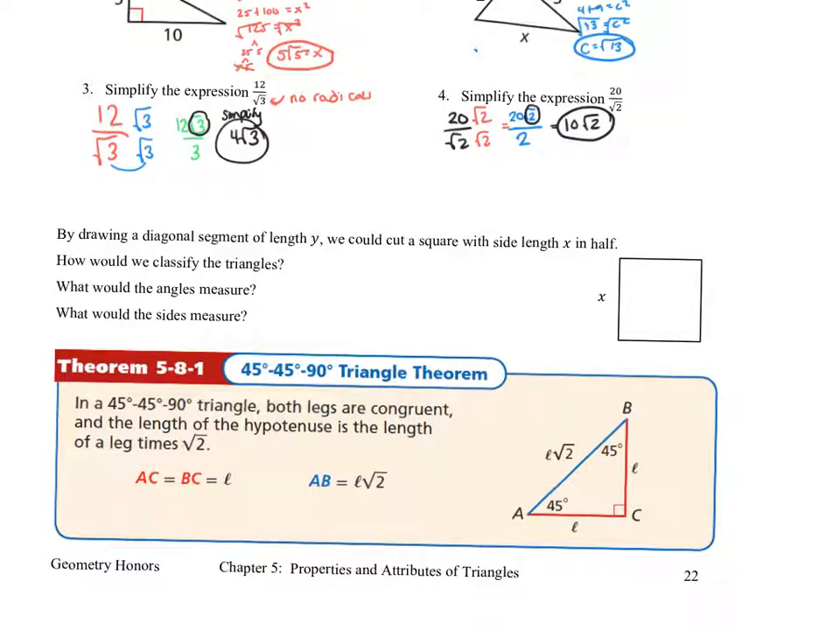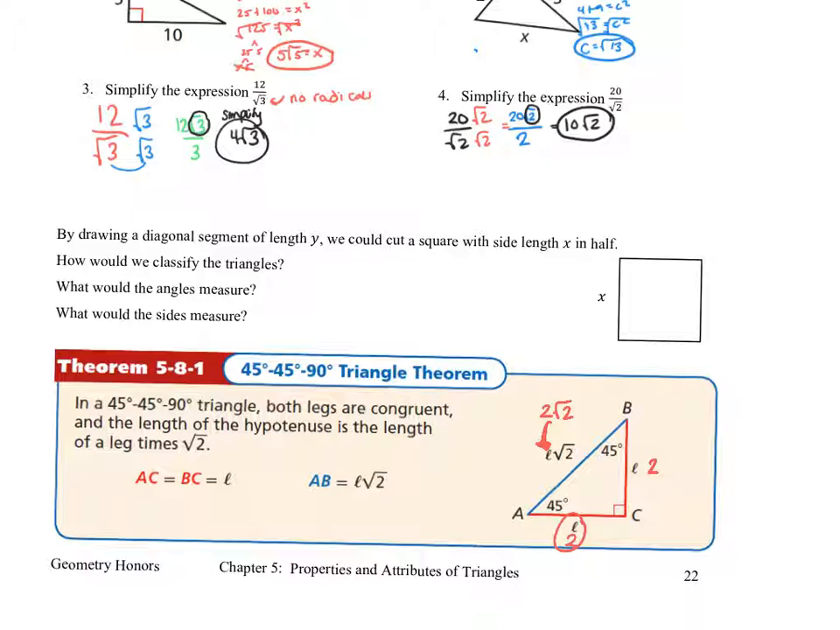If you take a square and cut it along the diagonal, it creates these 45, 45, 90 triangles where both legs are congruent, and the length of the hypotenuse is the length of a leg times radical 2. So, for instance, if a leg was 2, and this leg would also be 2 then, the hypotenuse would be 2 radical 2, because the L that we had here was 2. So we get 2 radical 2.